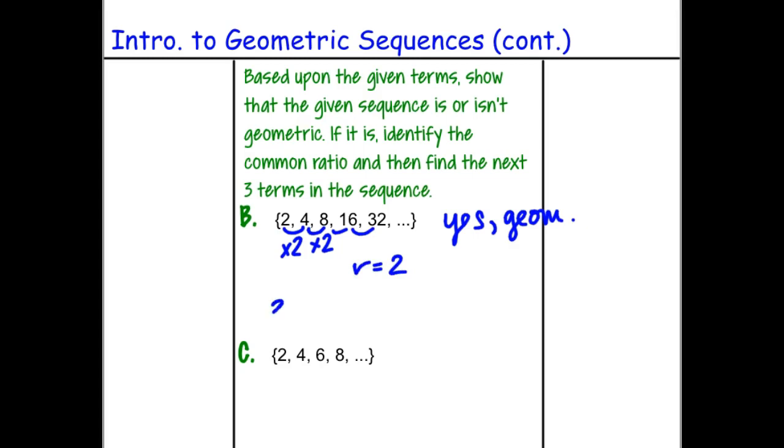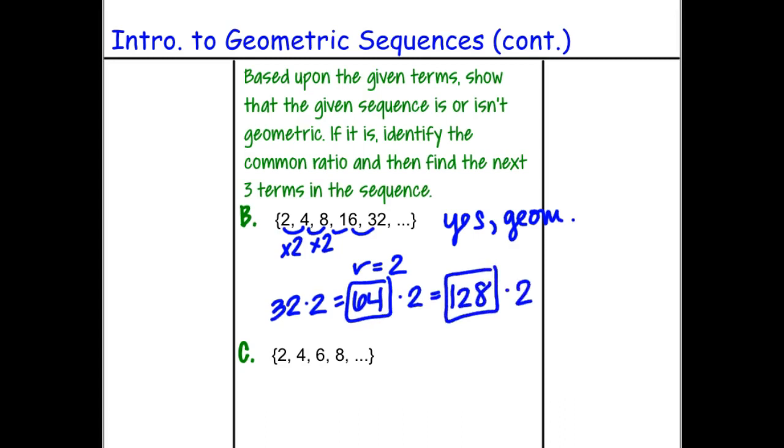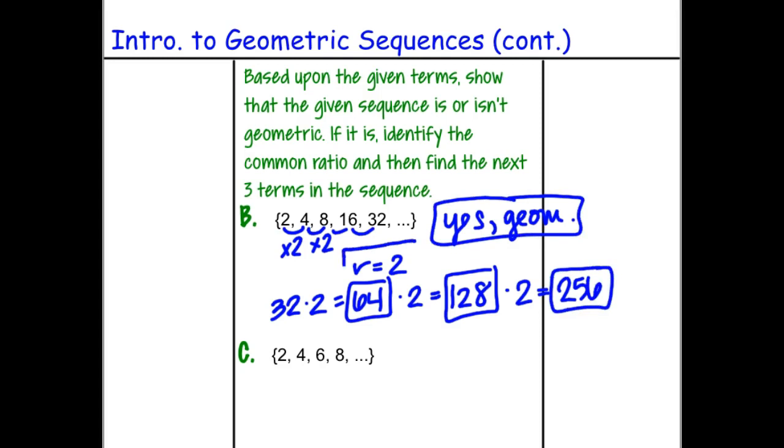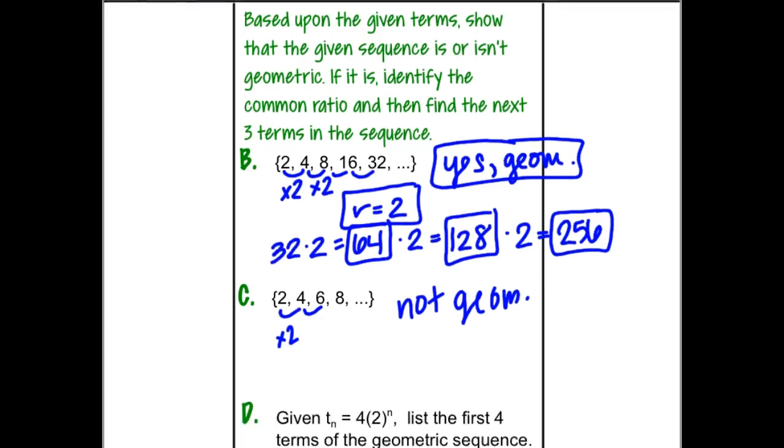Then find the next 3 terms. We take 32 times 2, which is 64. Take 64 times 2, which is 128. And then take 128 times 2, which is 256. So this is really a 3-part problem. For the next one, to get from 2 to 4, we multiply by 2, but 4 times 2 is not 6. So we can stop there and say it's not geometric.